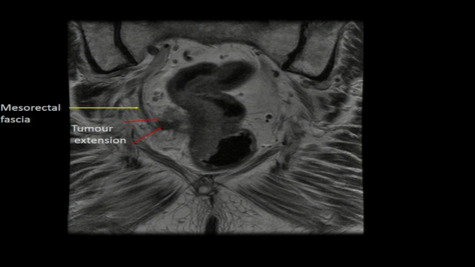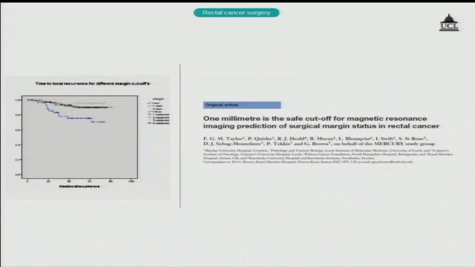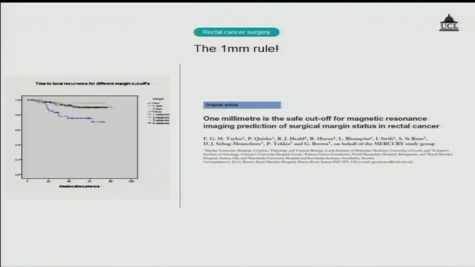So we've got a situation where it can be more obvious, where you've extended into the circumferential resection margin, and then you've got a situation where it's beginning to broach the circumferential resection margin. And if that's the case, what we want to know is, do the images that we're seeing on MRI correlate with pathology? And if they do correlate with pathology, how accurate are they?